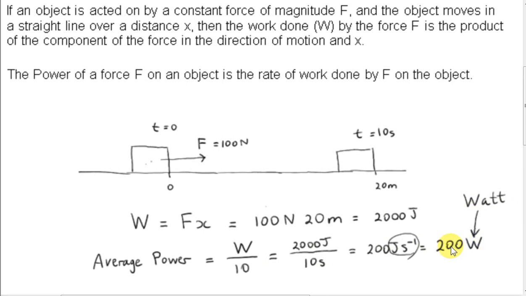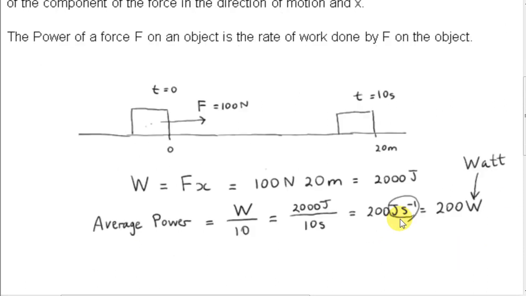By the way, don't confuse this W here with this W here. This W here stands for the work done by the force F, whereas this W here is shorthand for power, the unit of power, which is the watt. So, what does this mean? It means that each second the work done by force F on this object is 200 joules. On average it is 200 joules.